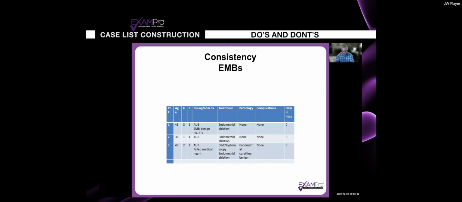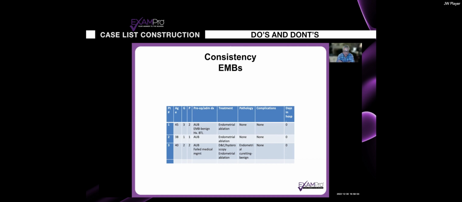All right, so let's look at consistency. Consistency is very important. We look at patient one: abnormal uterine bleeding, endometrial biopsy benign. She's had a history of a BTL, perfect. There's no pathology here because all we did was the ablation. So that looks good. Patient number two had abnormal bleeding, endometrial ablation. Oh, where's the biopsy? Well, she's only 38. Where's the biopsy? You've got to do the biopsy, even though she's only 38. So this would be a problem.